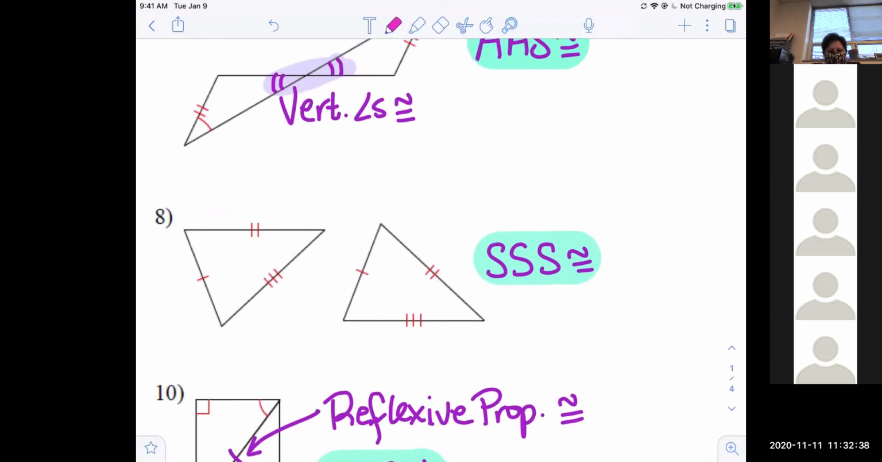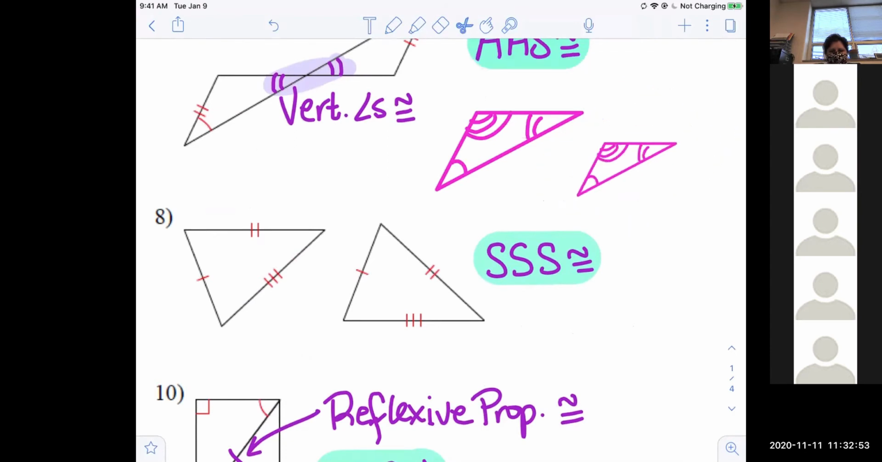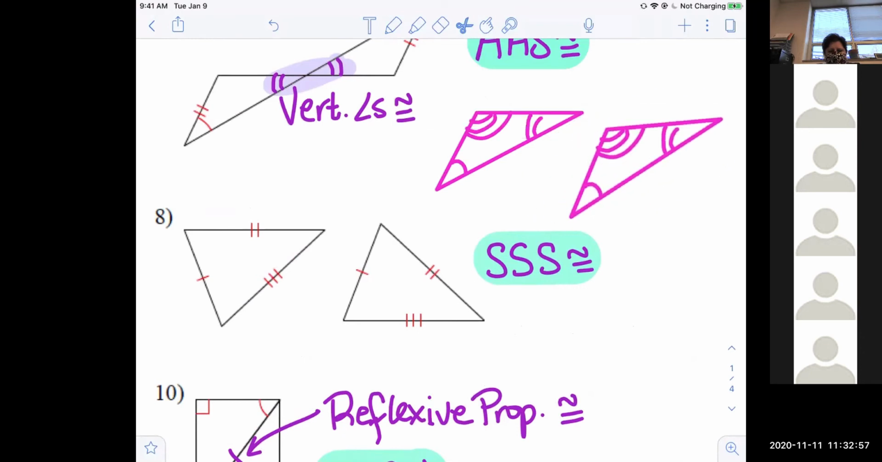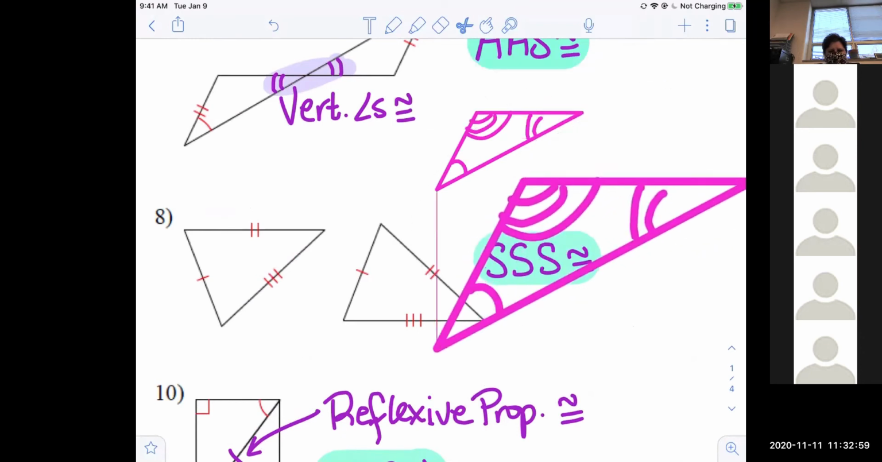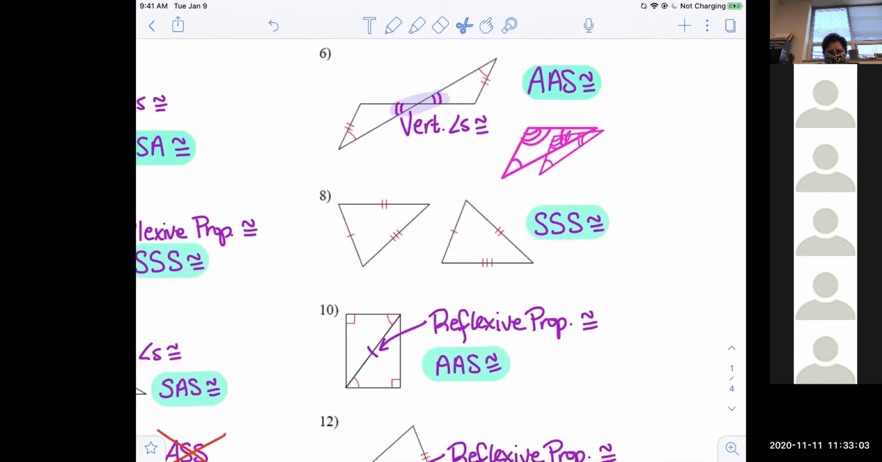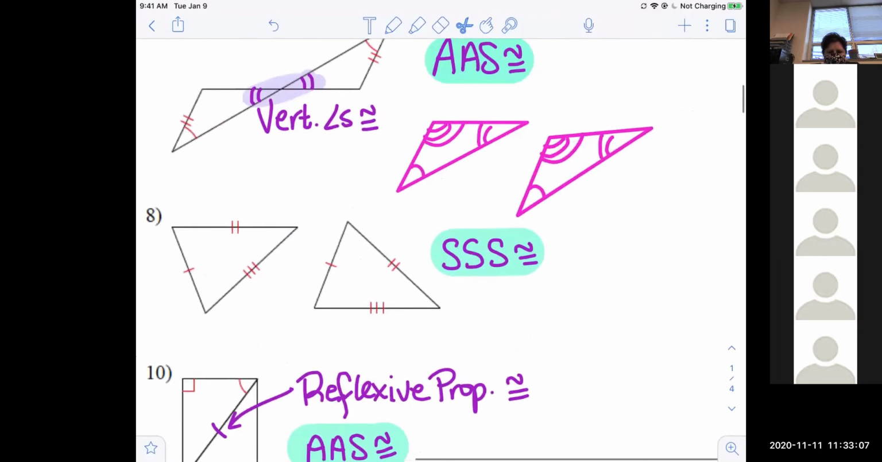But with the angle measures, remember that if you know all the angle measures, that does not necessarily make them congruent because it could be that one is larger or smaller proportionally than the other one. Okay, so if I shrink it down, then yeah, those are similar. They're not necessarily congruent.